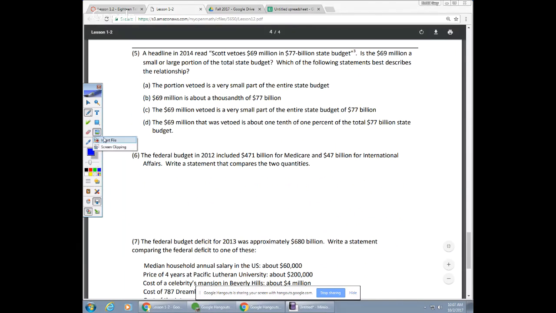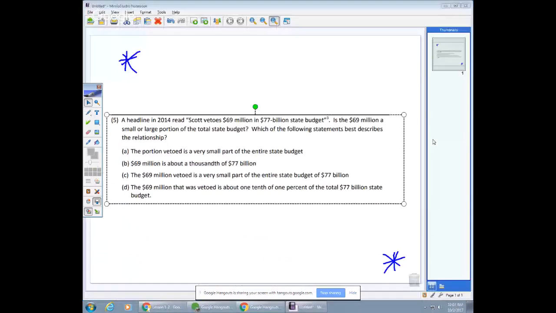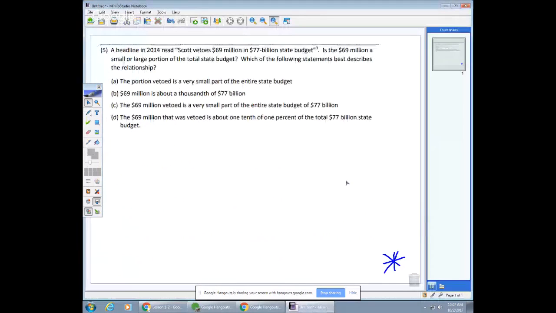Green, clip this sucker right there so we can write on it. Nice. So we're doing a comparison here of a veto of 69 million versus a budget of 77 billion, and we're asked to pick which sentence best fits the relationship between those two numbers.